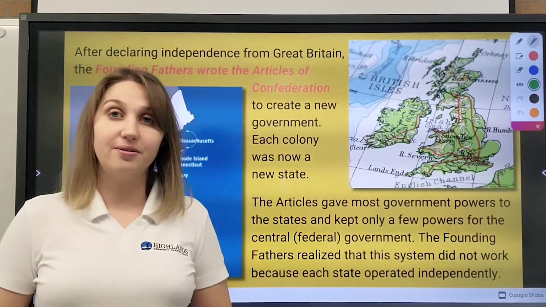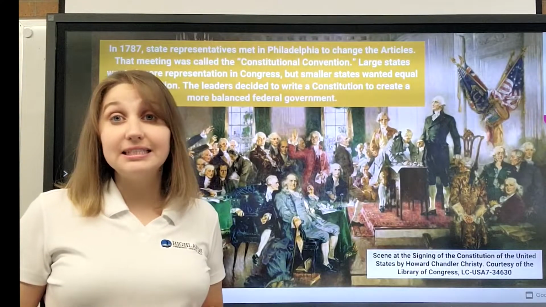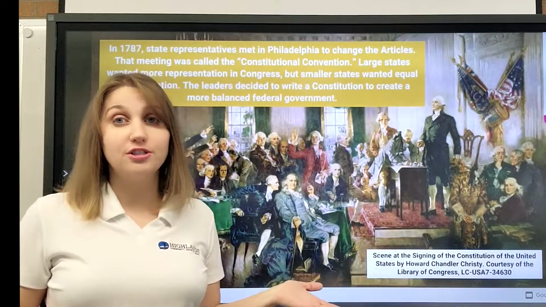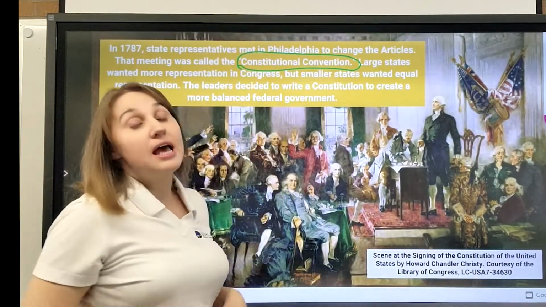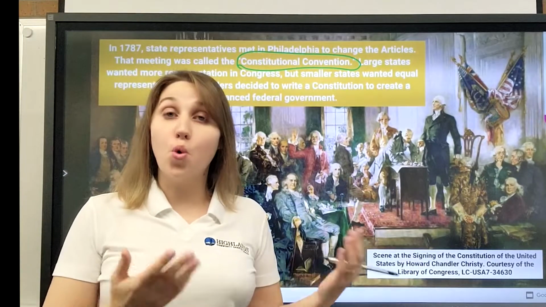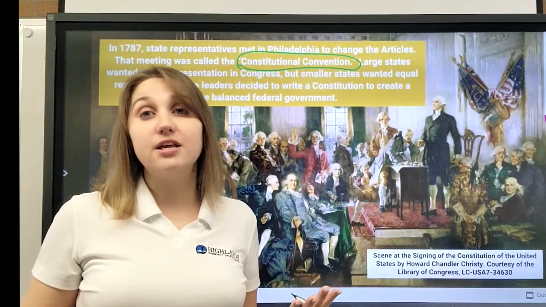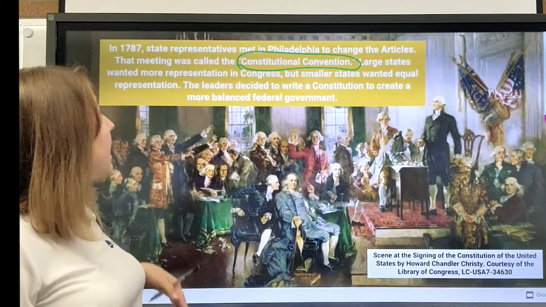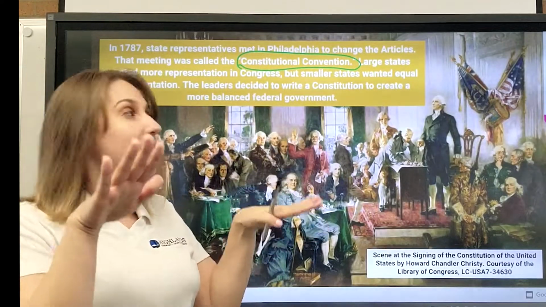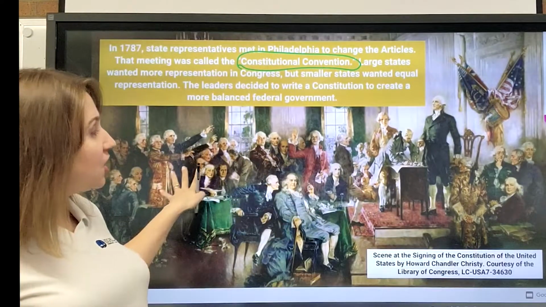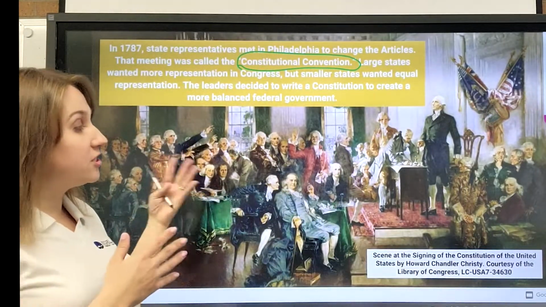However, the founding fathers understood that this system didn't work well because each colony would operate independently from each other. In 1787, state representatives met in Philadelphia in order to change the Articles. That meeting was called the Constitutional Convention. At that meeting, large states wanted more representation in Congress, whereas smaller states were asking for equal representation. And the leaders decided to write the Constitution to create a more balanced federal government. Here you can see the picture of the scene where the Constitution was signed.